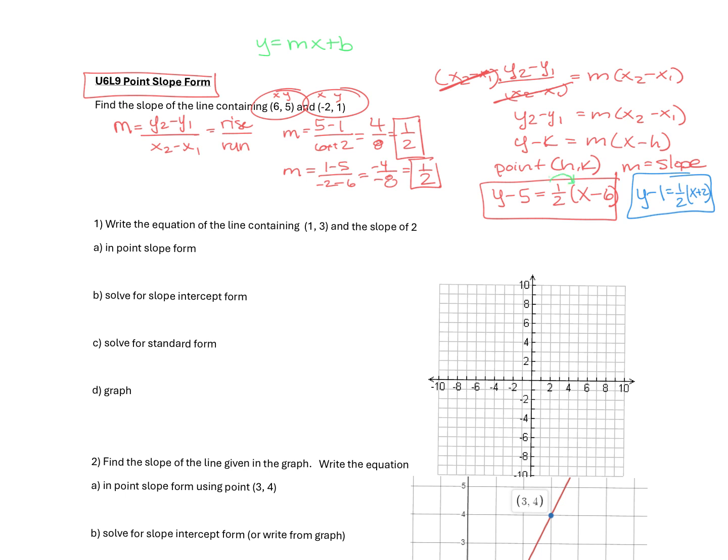Let's distribute that 1/2 first. So I'm getting y minus 5 equals 1/2 x. 1/2 times negative 6 is negative 3. So now let's add 5 to both sides, because in slope-intercept form, it's y equals. I want the y alone. So I get y equals 1/2 x plus 2. That would be the slope-intercept form of this equation.